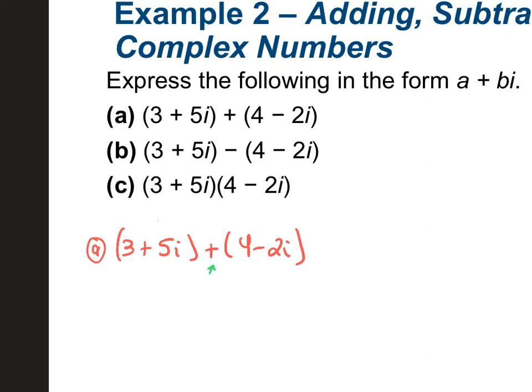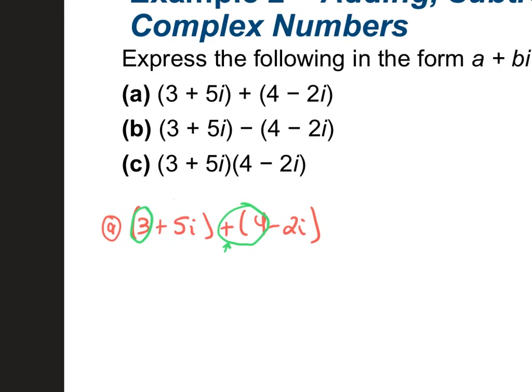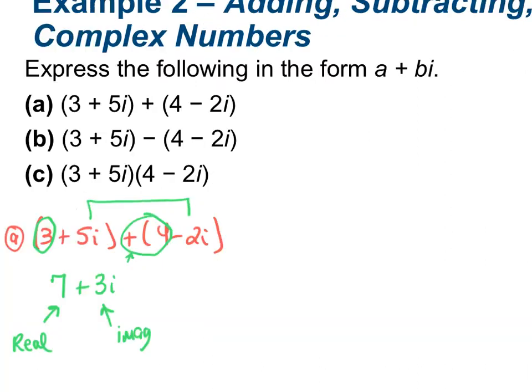So real goes with real. 3 plus 4 is how much? 7, thank you. And then 5i minus 2i is what? 3i. Plus 3i. My real part is the 7. The imaginary part is the 3. Anybody have questions about that? All right, no. Let's look at B.